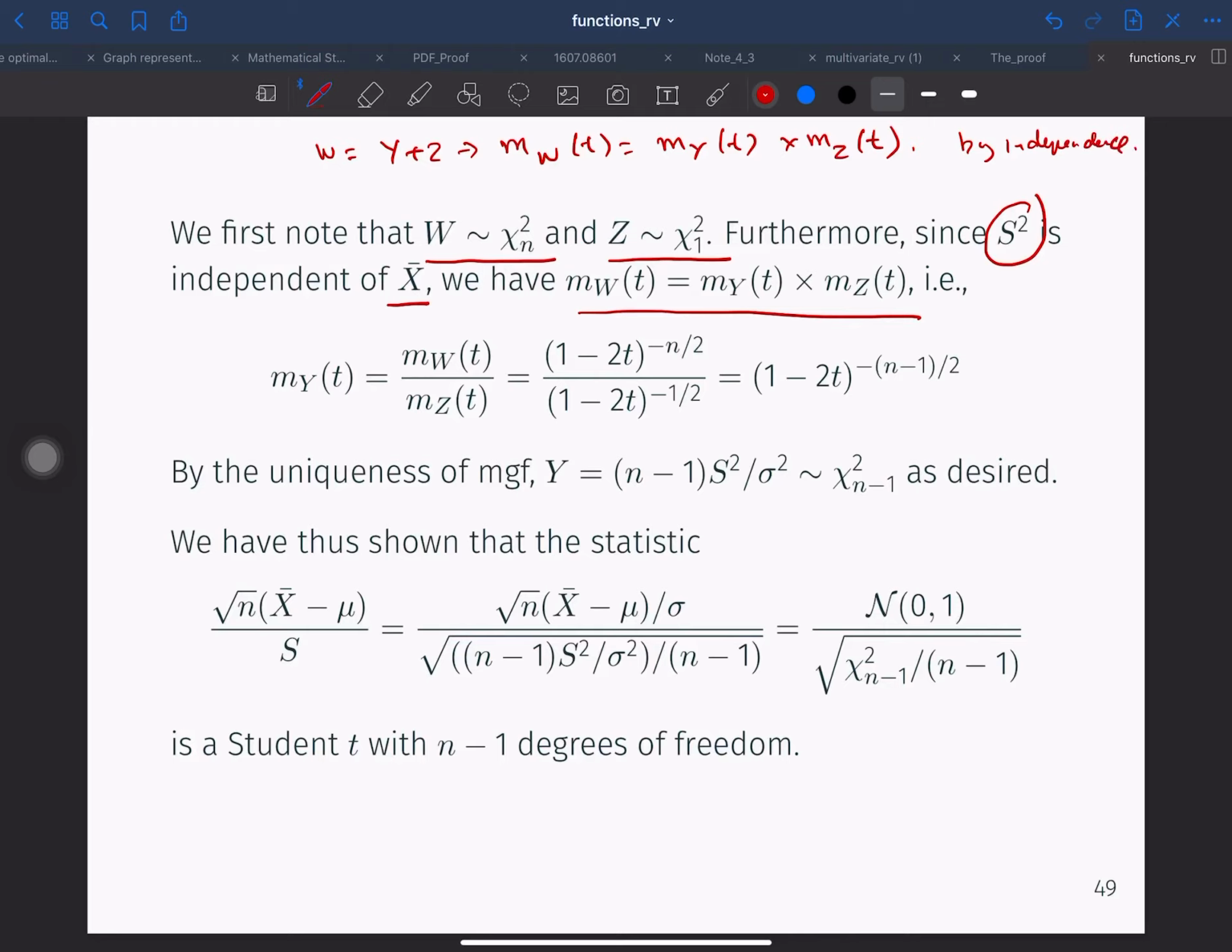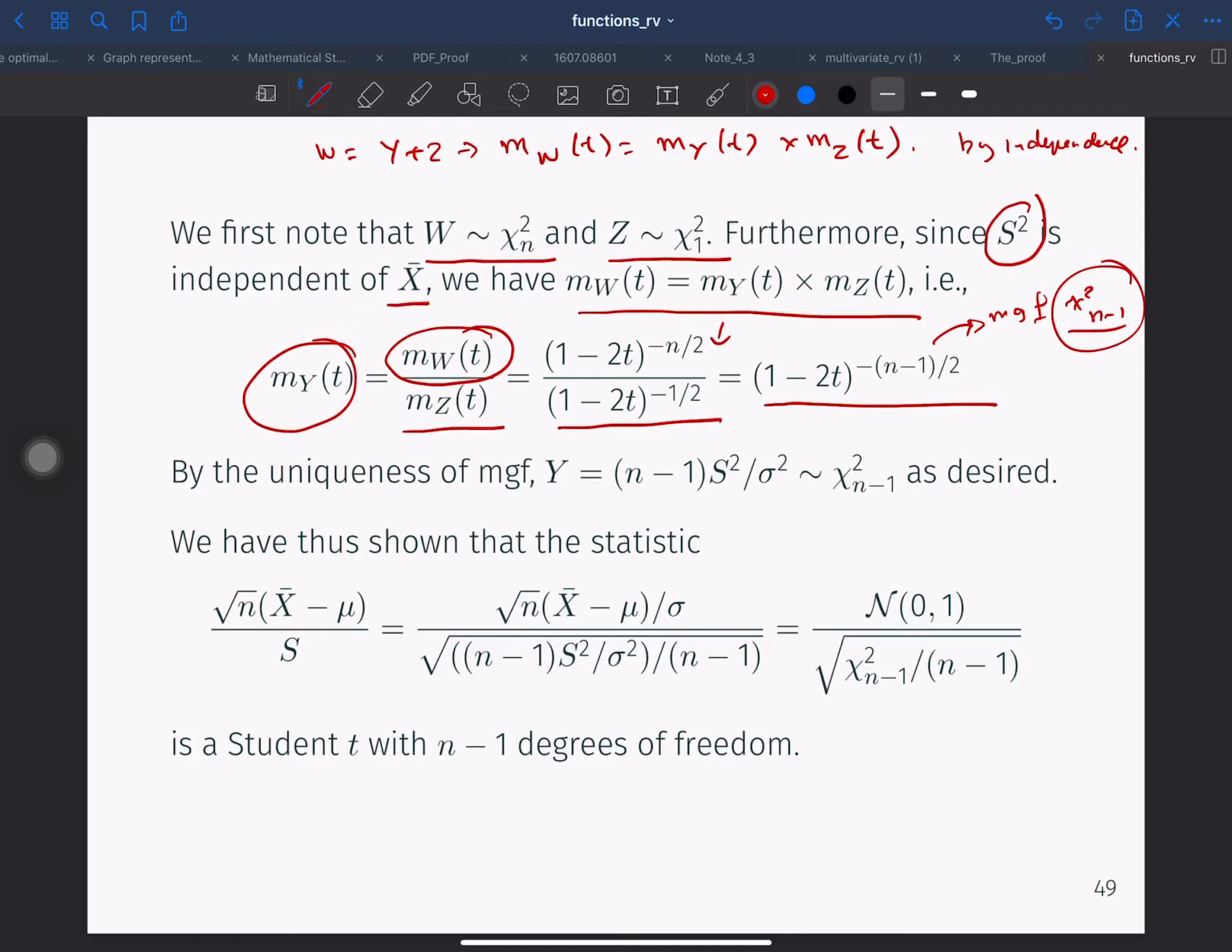So what that implies is the moment generating function for y is the moment generating function for w divided by the moment generating function for z. We know that because w is chi-squared with n degrees of freedom, that's the moment generating function for w. This is the moment generating function for z. So simplification gives you this. But this is nothing more than the moment generating function for a chi-squared with n minus 1 degrees of freedom. So by uniqueness, y really has to be chi-squared with n minus 1 degrees of freedom, as we claimed.